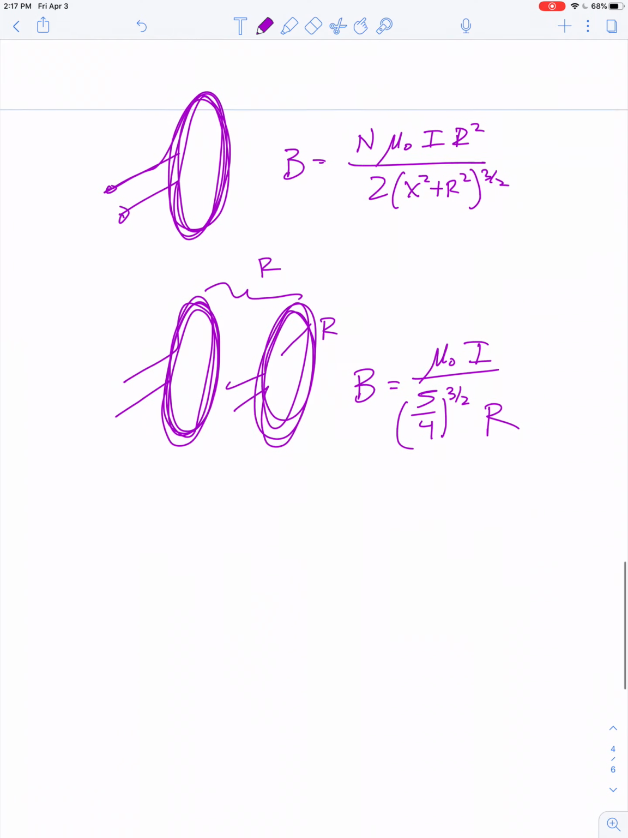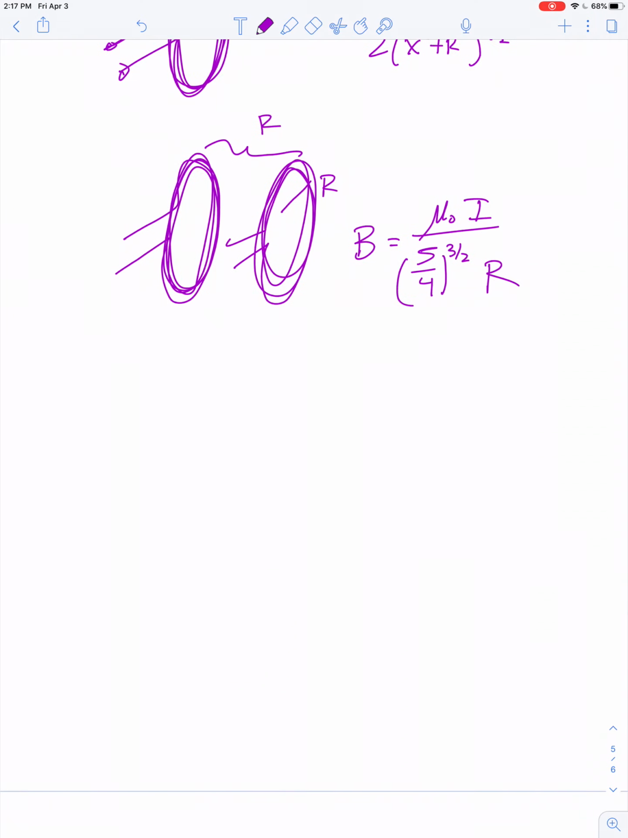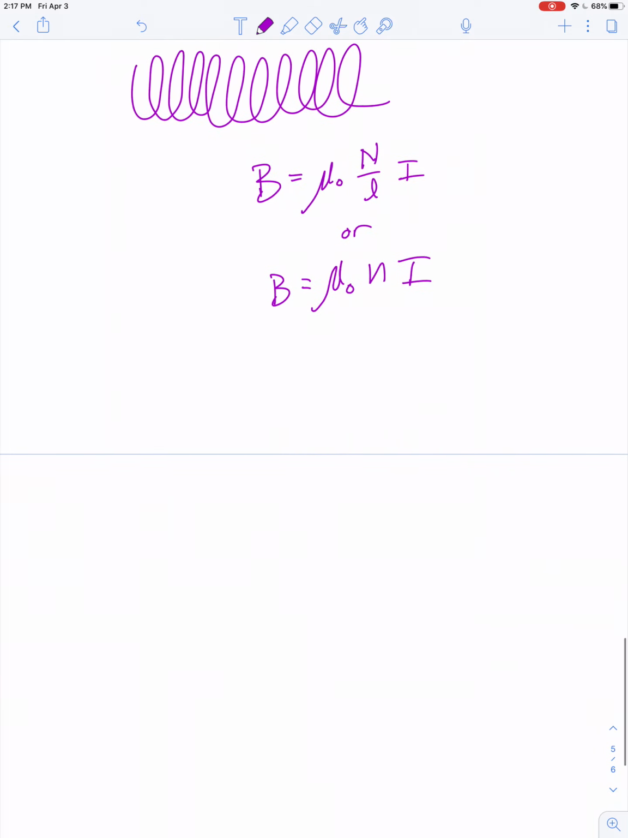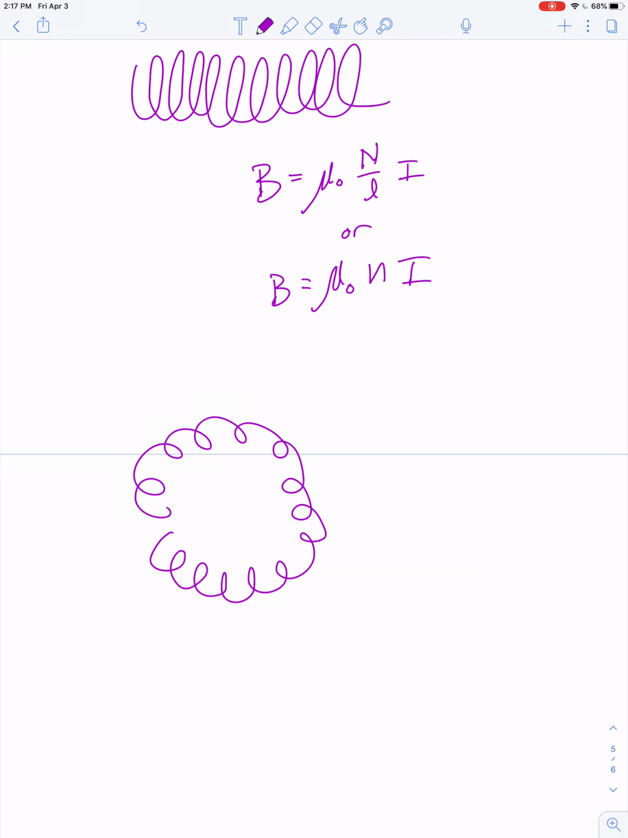So here we are with yet another arrangement of current. Call it a solenoid, and the magnetic field for a solenoid is mu naught N over L times I, or mu naught lowercase n times I. In the next video segment, we'll determine what the magnetic field is for a solenoid that's been bent around into a complete circle. We refer to that as a toroid.